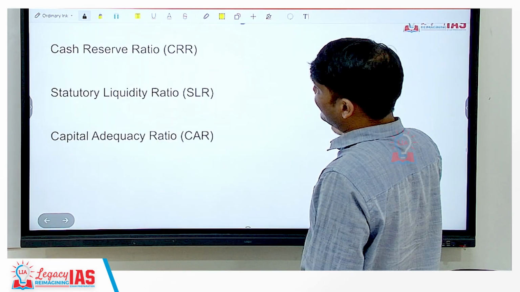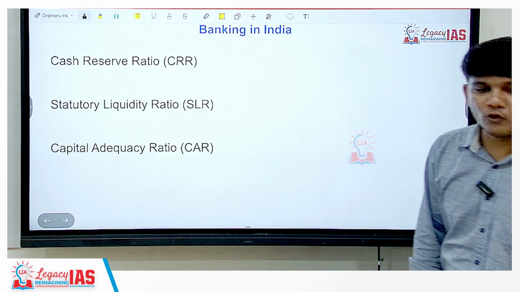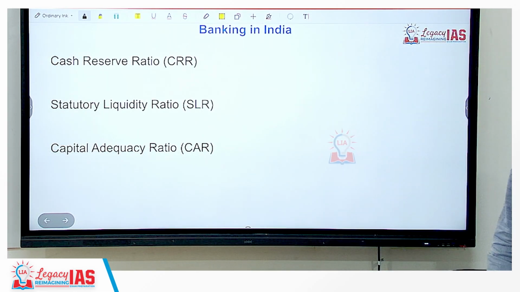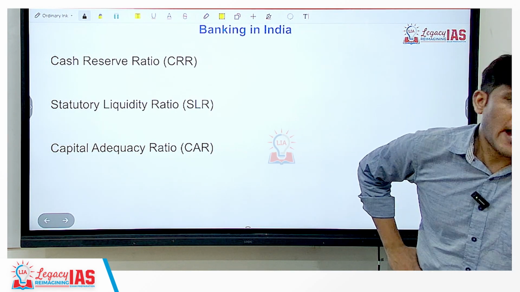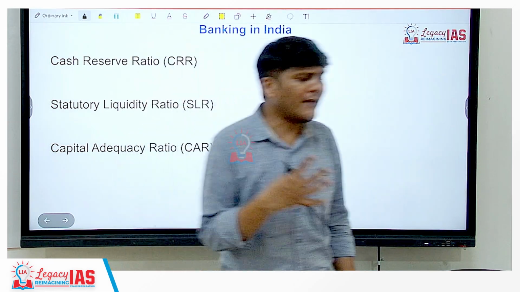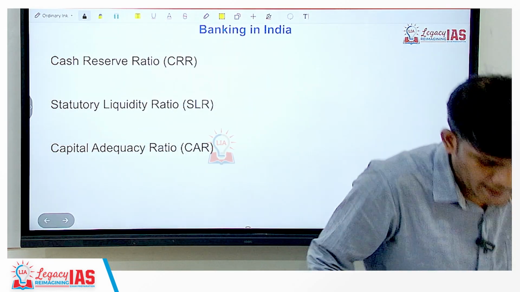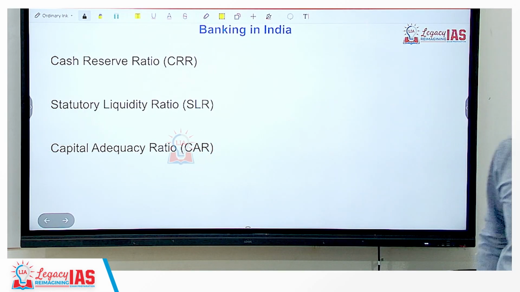Now, as I said, the function of RBI is also to regulate the banks, right? So how will RBI regulate the banks? RBI will regulate the banks with the help of certain instruments. Now what regulation is actually required? The kind of regulation required here is very simple. Very simple as in very straightforward, not that simple as such.